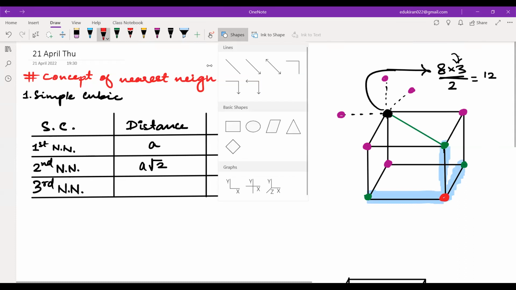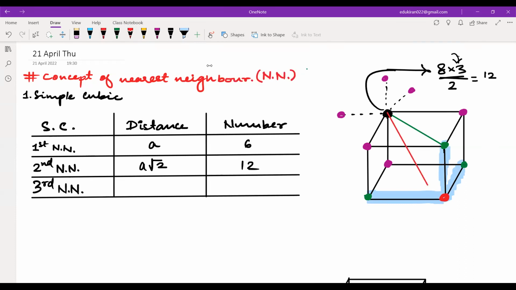and it is body diagonal away. It is body diagonal distance away from your atom. Yes or no? Can all of you see? Yes, sir. So what will the distance be? A root 3.